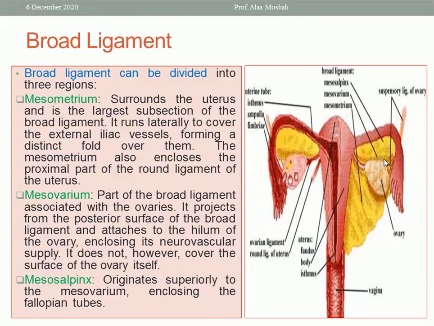Okay. What about the mesosalpinx? It originates superiorly to the meso-ovarium. This is the meso-ovarium, and this is the mesosalpinx, including the fallopian tubes, as you see here. Okay.